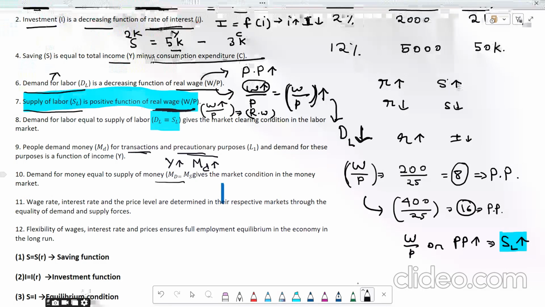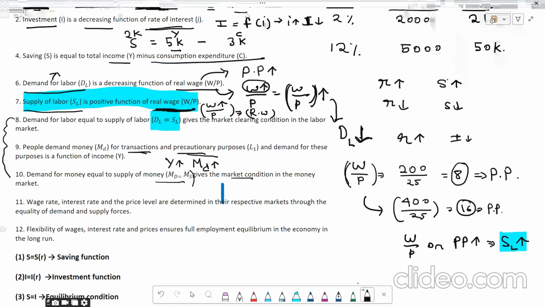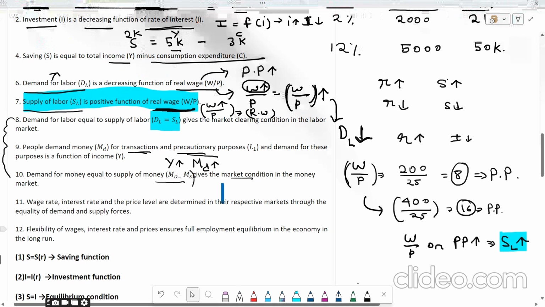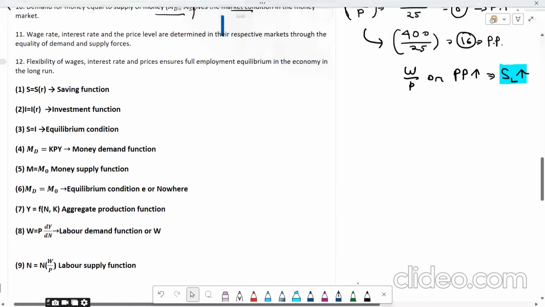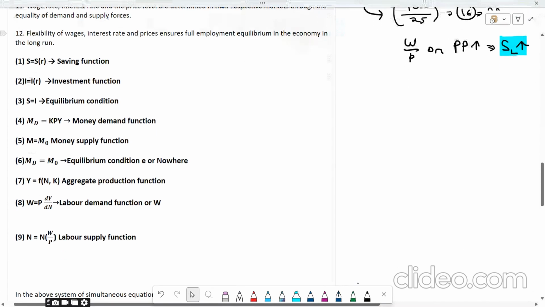Demand for money is equal to supply of money, that is the equilibrium condition of the money market. These 8, 9 and 10 will come in the next segment. Okay, I will discuss it then. Let me just go to the next section, because all of these things written here are more clearly explained in the next section.